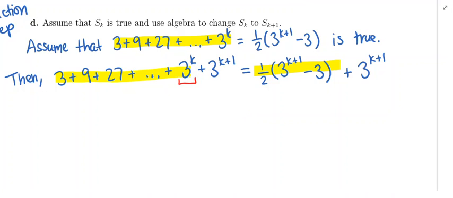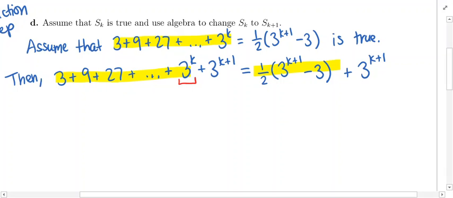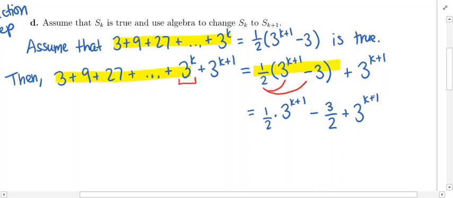There are probably lots of different ways you can manipulate this using algebra. I'm going to go this way, but like I said, you may do something else that works out just fine. I'm going to start by distributing. I'm going to send the 1/2 through both terms in parentheses. That gives me 1/2 times 3 to the k plus 1 minus 3/2. I still have this plus 3 raised to the k plus 1 power over here.